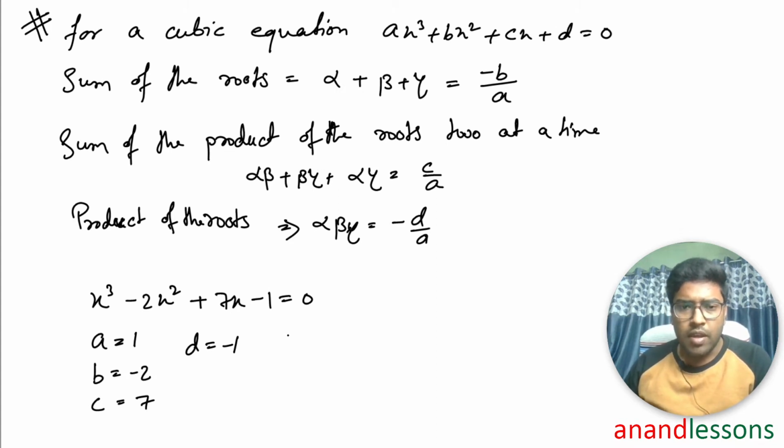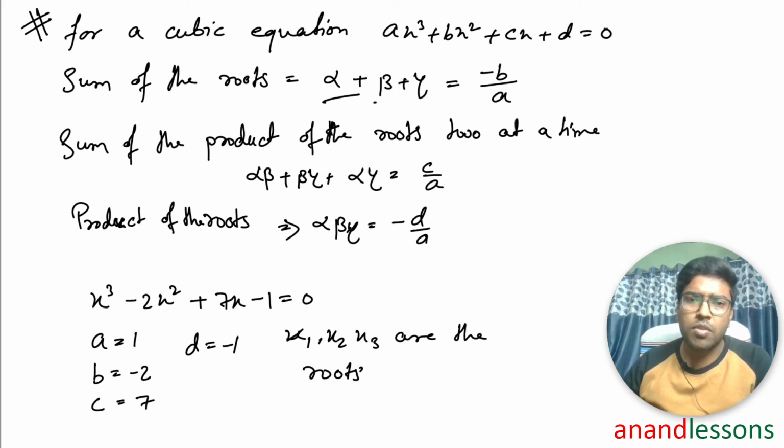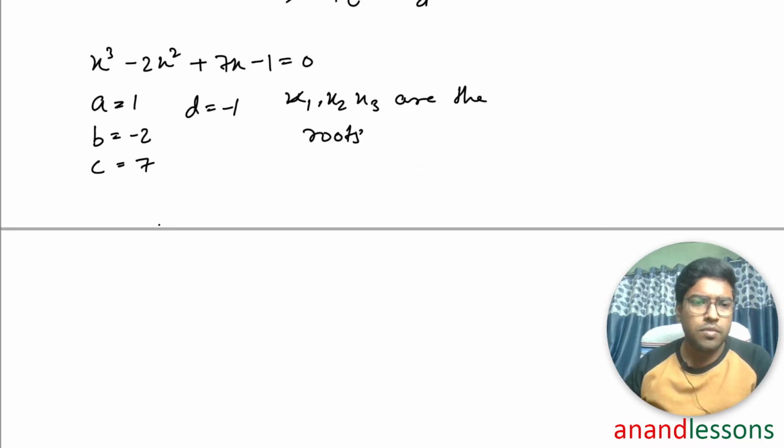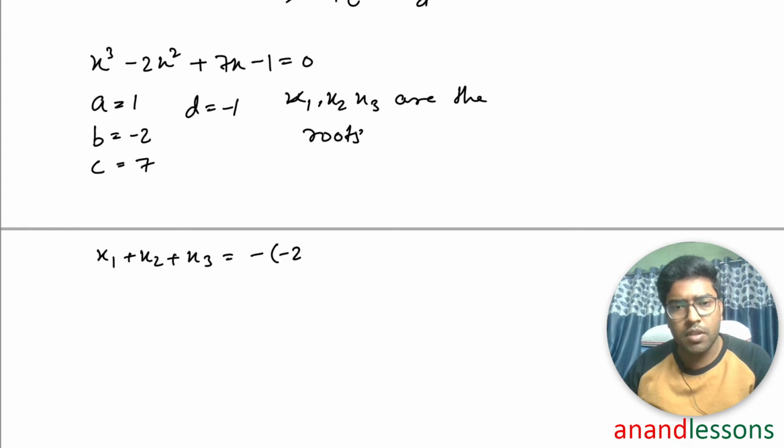So if x1, x2 and x3 are the roots, what will be x1 plus x2 plus x3? That will be equal to minus b by a. Here minus 2 is my b and 1 is my a. So x1 plus x2 plus x3 equals minus b by a, which is equal to 2.